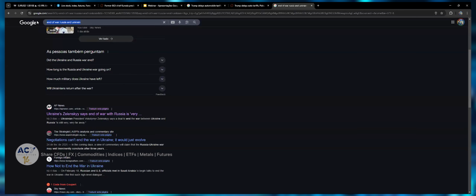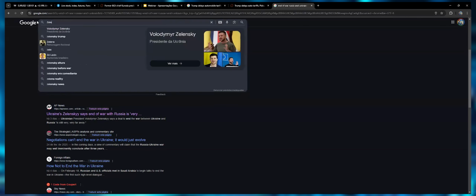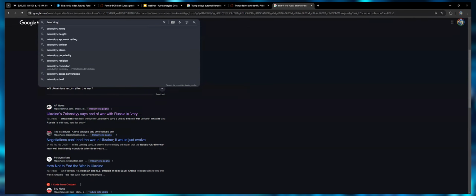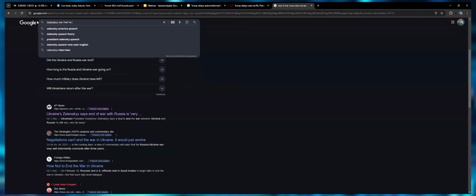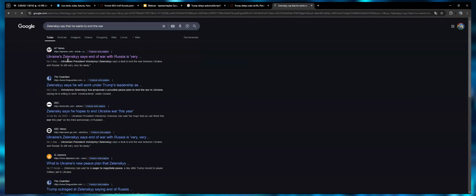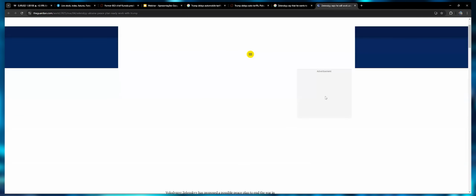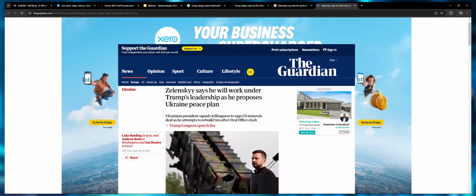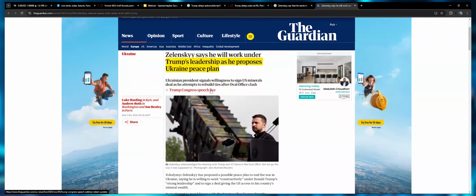So Zelensky says that he wants to end the war. So that was 3 days ago, remember? And then 2 days ago, he says that he will work under Trump's leadership as he proposes a Ukraine peace plan. Voila. What a good one, huh? What a good man. What happens with the euro?